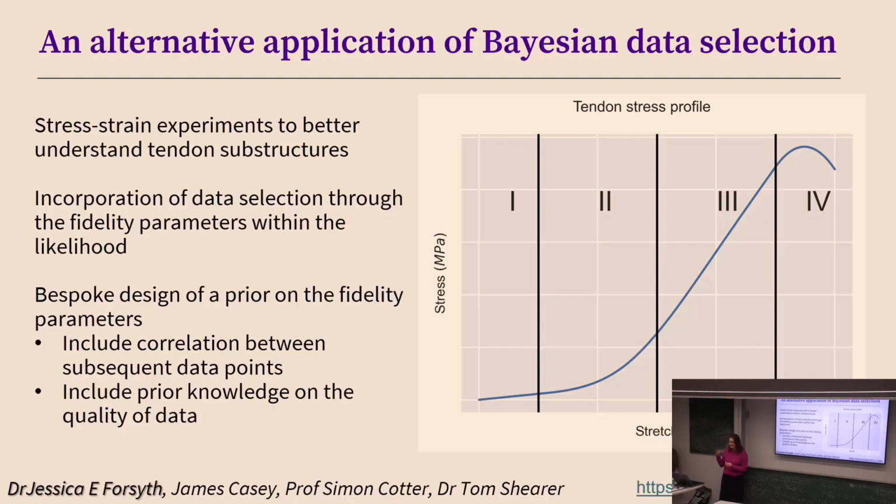And so you can start to see we're going to have deviation of our data from the model that we're applying, just simply because we haven't described it. It's too complex at this stage. And so what we did, we included data selection. So for every data point along here, we would introduce a fidelity parameter, and we would infer on the model parameters and the fidelity parameters.